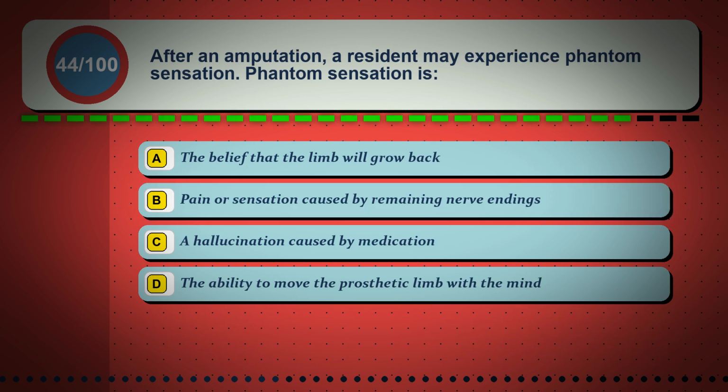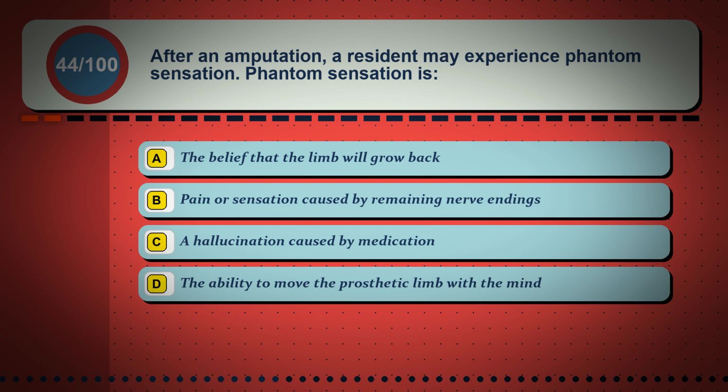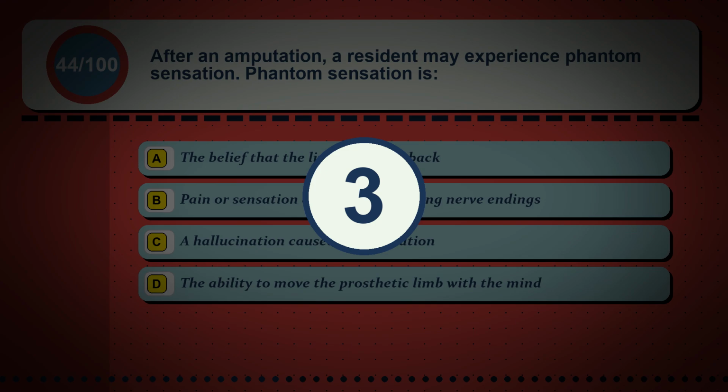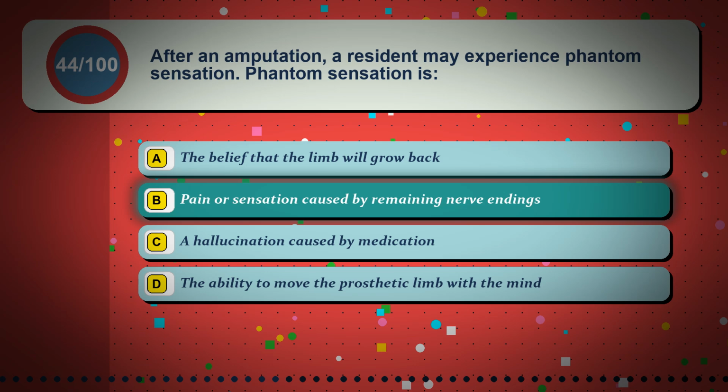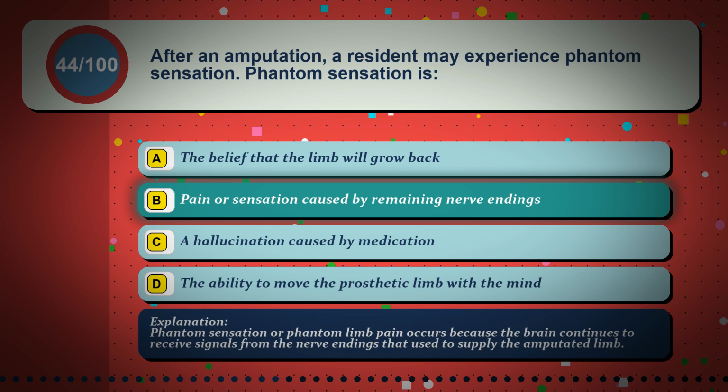Question 44. After an amputation, a resident may experience phantom sensation. Phantom sensation is: option A, the belief that the limb will grow back. Option B, pain or sensation caused by remaining nerve endings. Option C, a hallucination caused by medication. Option D, the ability to move the prosthetic limb with the mind. The correct answer is option B, pain or sensation caused by remaining nerve endings. Phantom sensation or phantom limb pain occurs because the brain continues to receive signals from the nerve endings that used to supply the amputated limb.